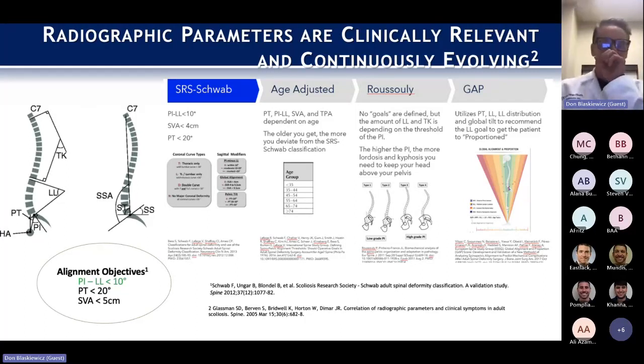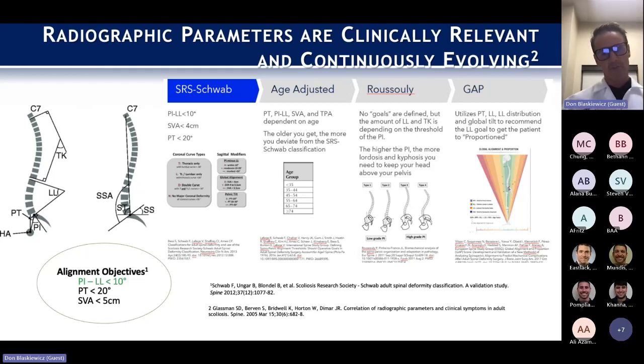We'll get into that. This is kind of fun because radiographic parameters are clinically relevant and continuously evolving. And I think back when we were first starting out, probably a few years in, it was PI-LL within plus or minus 10 degrees. And that's a big variation, 20 degrees. And there's been all sorts of variations of this with age adjusted, the Roussouly classification, which had always resounded well with me, understanding these spinal morphologies and where the curve needs to be. It really caught my eye early on, and I think it's been the template for my career.